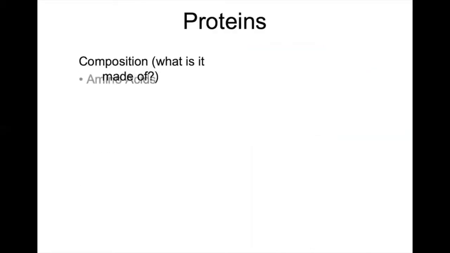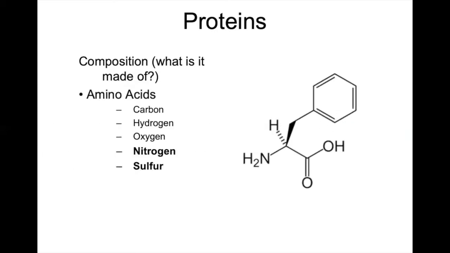And proteins. Composition, what are they made out of? They are made out of amino acids. Carbon, hydrogen, oxygen, just like the carbohydrates, except we are now going to be adding nitrogen and sulfur to the mix. This nitrogen and sulfur are going to add a little bit of flexibility. These proteins are a bit more pliable. Where the carbohydrates were a flat sheet, the proteins are going to be bent into whatever shape they need to be in order to do their job.